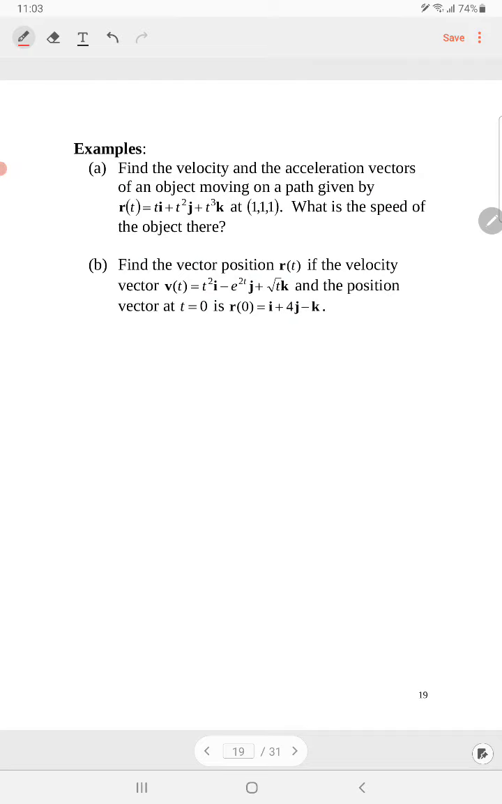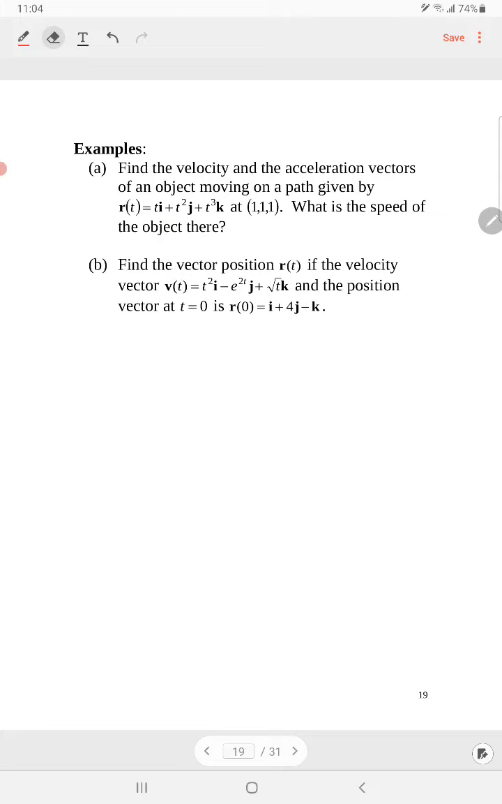Let's look at the first example, example A, where you are asked to find the velocity and acceleration vectors of an object moving on a path given by r(t), the curve in xyz space. We are also asked to find the speed of the object there as well.